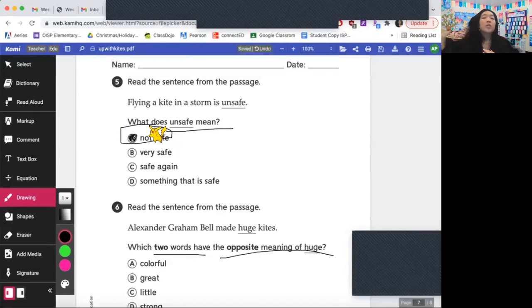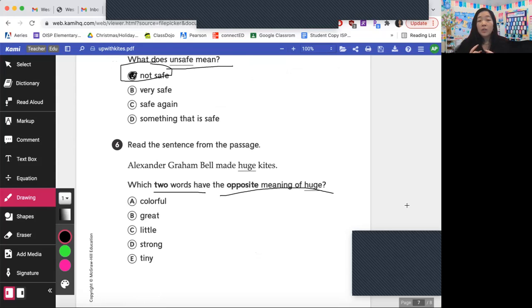Okay, number 6, read the sentence from the passage. Alexander Graham Bell made huge kites. Which 2 words have the opposite meaning of huge? So opposite is an antonym. So the opposite of black is white. The opposite of open is closed. The opposite of dark is light. The opposite of land is sea. So which 2 words have the opposite meaning of huge? What do you guys think? Colorful, great, little, strong, or tiny? Which is the opposite of huge? Little and tiny. Very good.